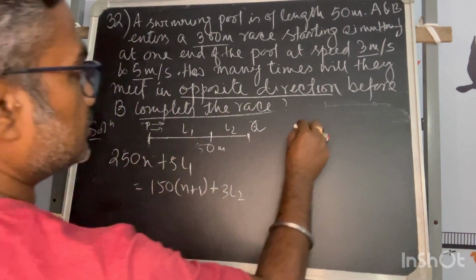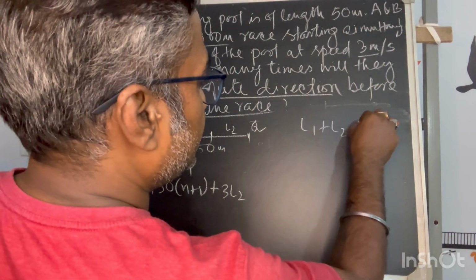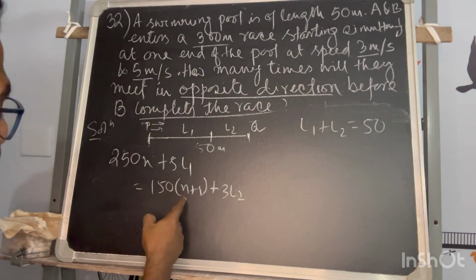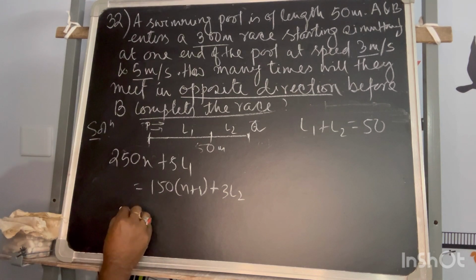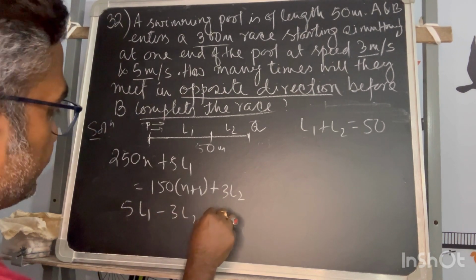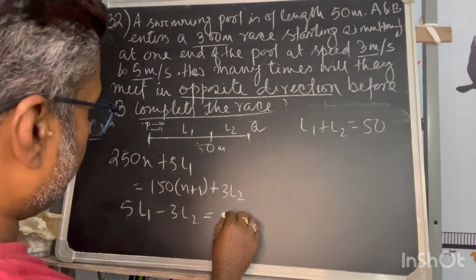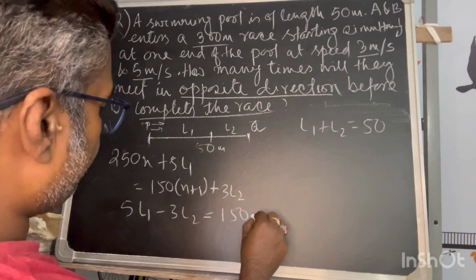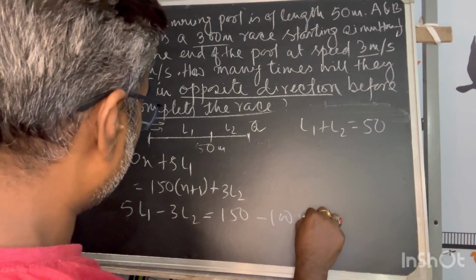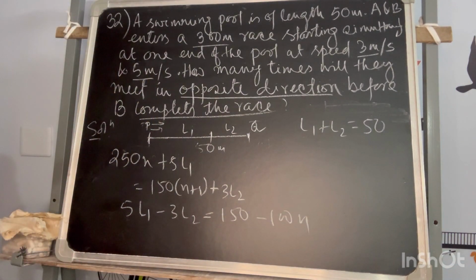Okay, I need this equation because when they are meeting from opposite, L1 and L2 will be 0. So now I will simplify this. This is equal to 150. So 5 L1 minus 3 L2, if I simplify, that will be equal to 150 and 250. That means 100 n. This will be the equation.